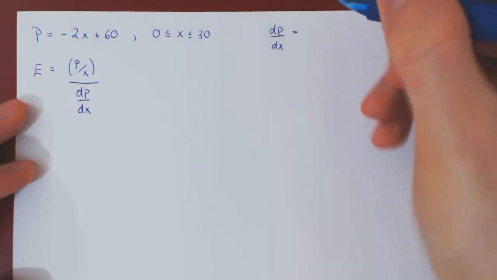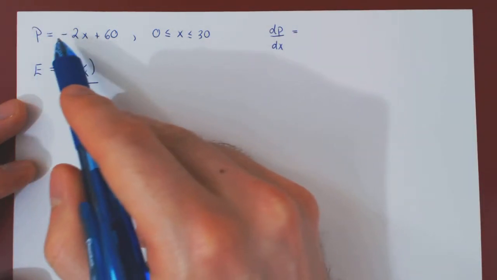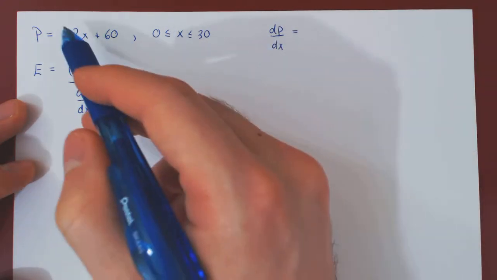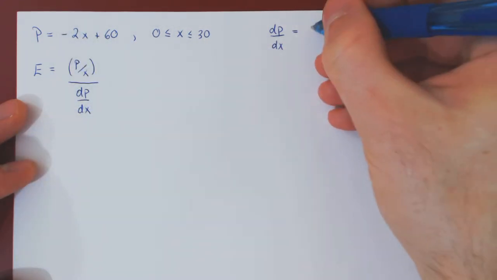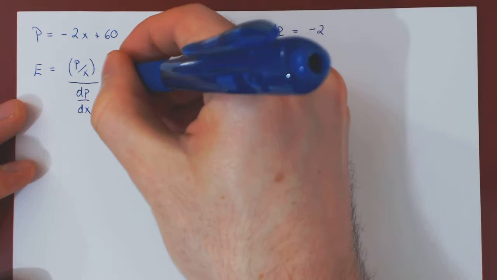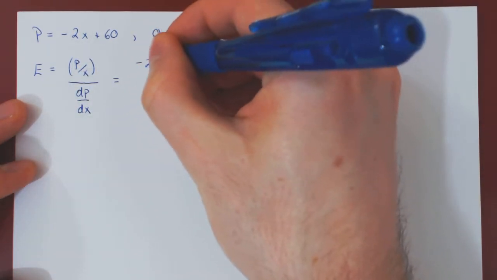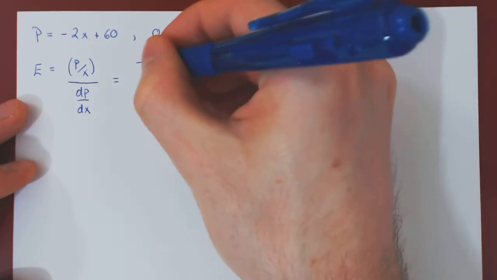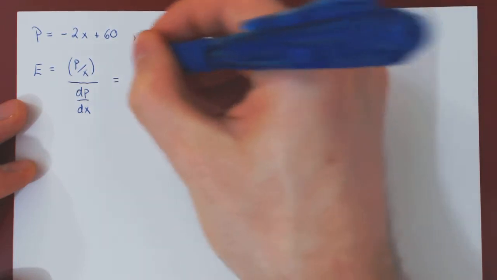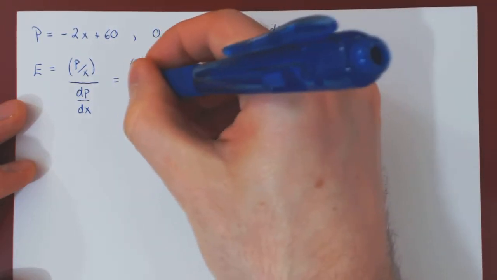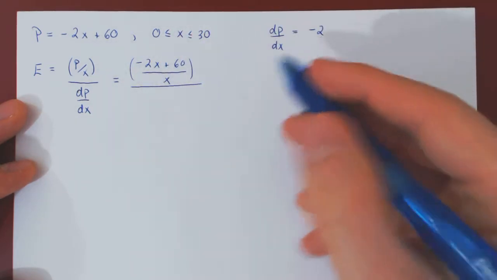Well, this is quite simple. As our demand function is a line, the derivative is quite simply negative 2. So now we can replace. So P over X, so P is negative 2x plus 60 over X over the derivative, which is negative 2.